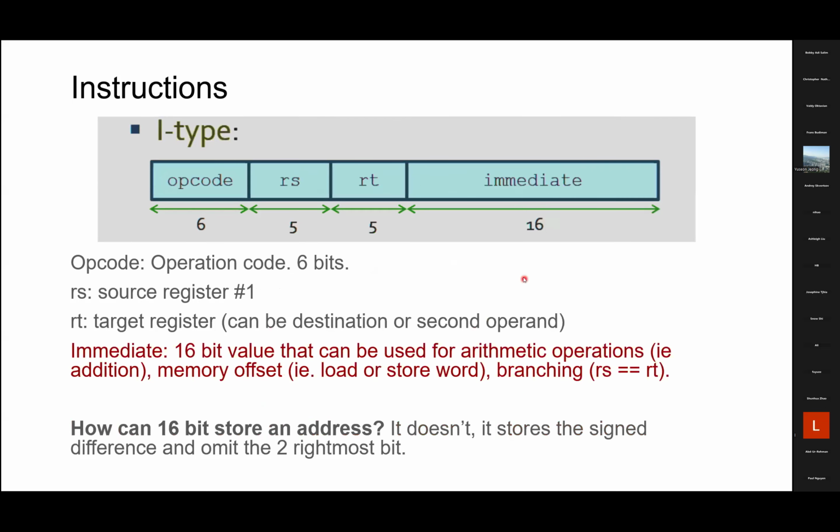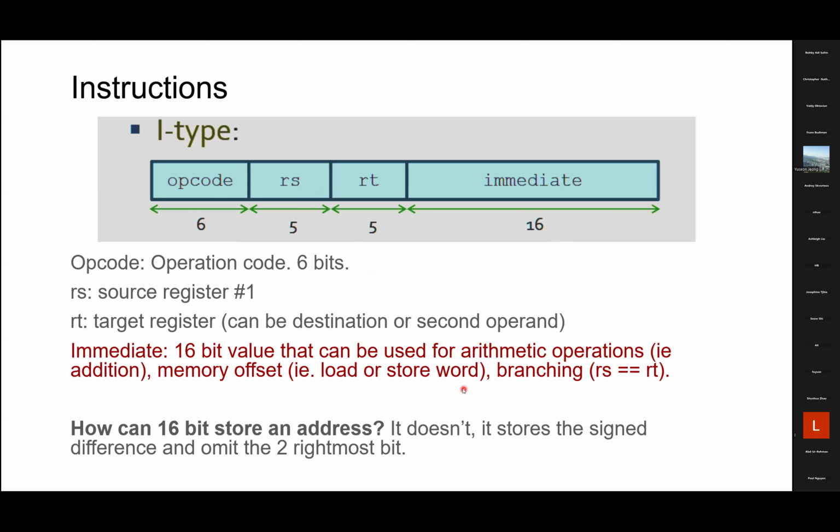Now moving on to I type. The I type has 6 bits of opcode, 5 bits of source register, 5 bits of target register, and then 16 bits of immediate. The immediate is a 16-bit value that can be used for arithmetic operations or memory offset.